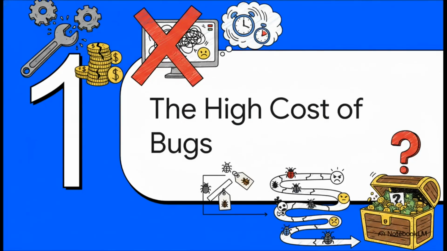And look, this isn't just about bruised egos or blown deadlines. We're talking about a very, very real cost. Fixing a bug in those final stages can be literally 100 times more expensive than catching it early. So how in the world do we avoid that trap?